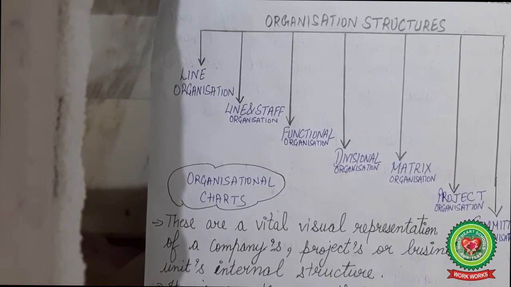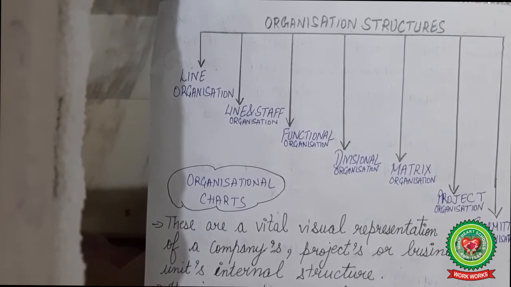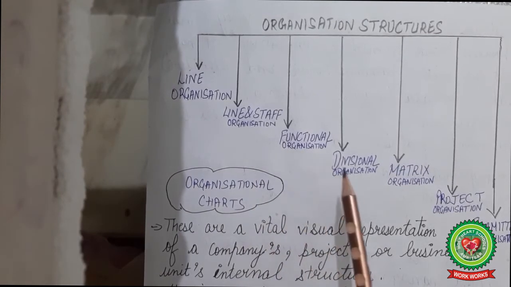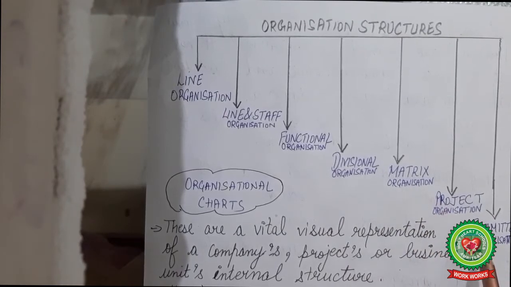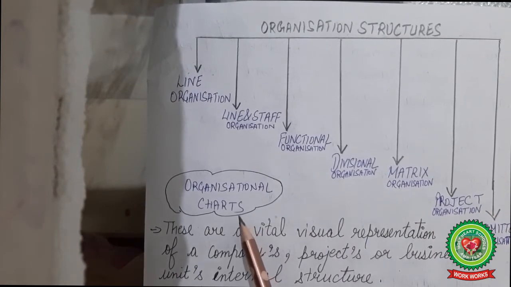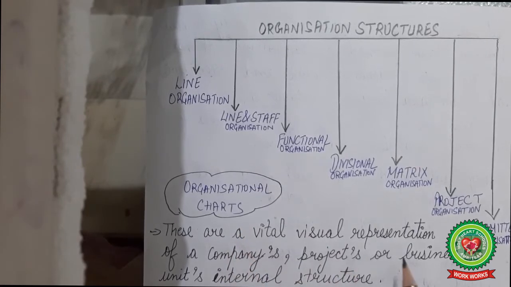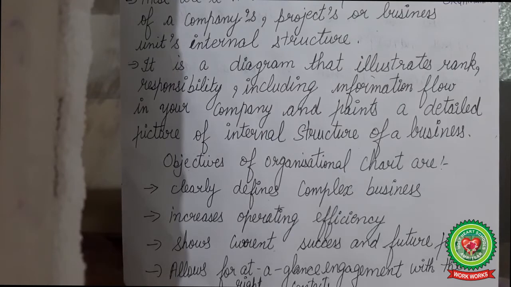Today, we know that there are different organization structures to be followed in an organization depending upon the size of the organization. First of all, it is line organization, then line and staff organization, then functional, then divisional organization, matrix organization, project organization, and committee organization. Every organization prepares its organizational chart. What is an organizational chart? It's a vital visual representation of a company's internal structure. It is a diagram which illustrates rank, that is who will command whom, information flow is declared, and it's a clear picture of the internal working of a business.